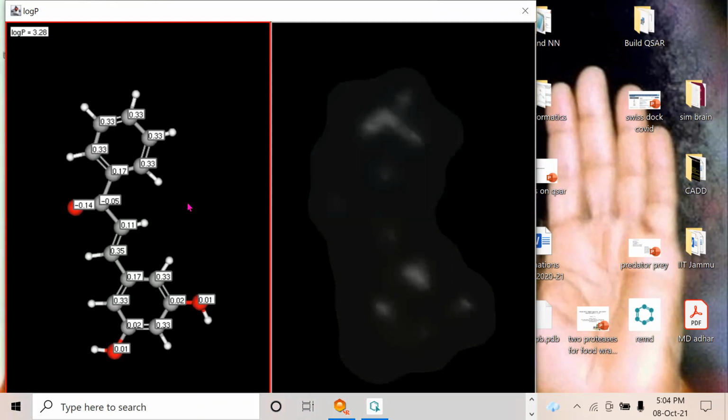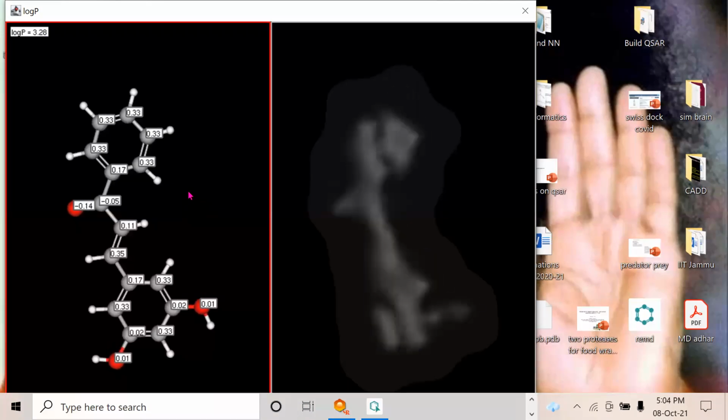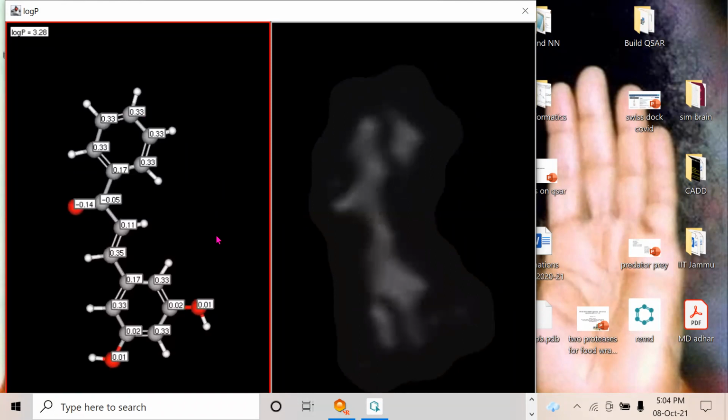Log P is 3.26. It's a very hydrophobic molecule, right? A lot of aromatic groups and benzene, CH2 groups, only a few oxygens, three oxygens. Okay, so this is a very excellent Marvin software.